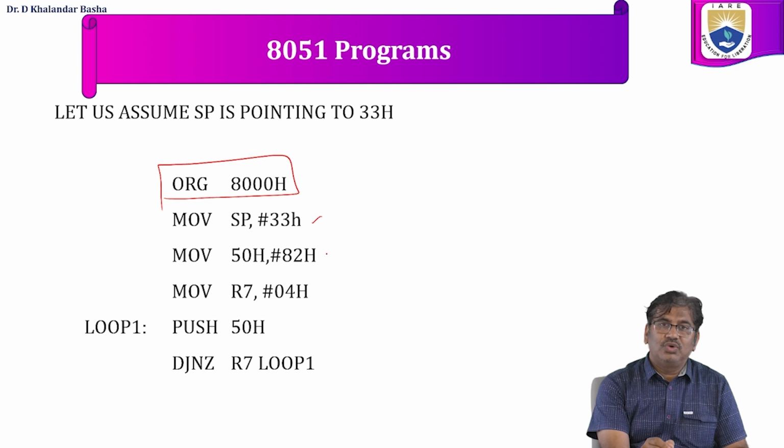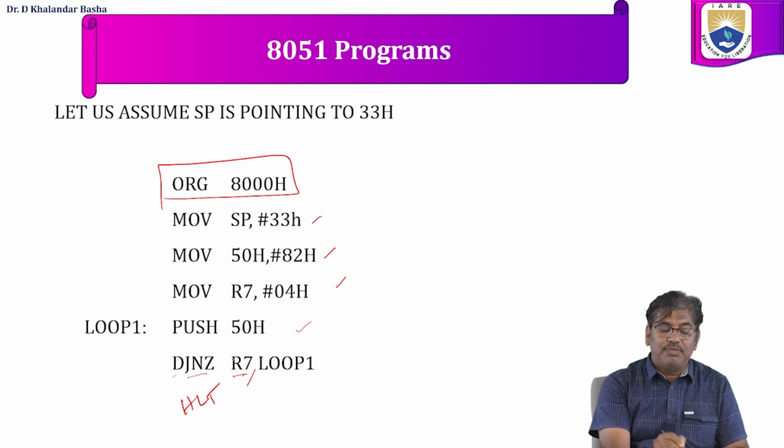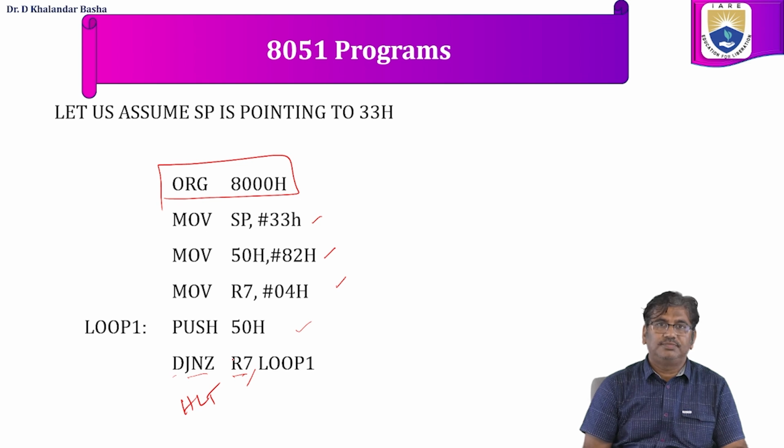The data which you want to load into the memory locations will be loaded into 50H. Then MOV R7, #04: how many memory locations we want to transfer will be loaded into R7. Every time you push the 50H location contents onto the top of the stack, R7 is decremented for every transaction. This continues until R7 is zero. Once R7 is 0, all the transactions are done, so we can terminate the program using the halt instruction.